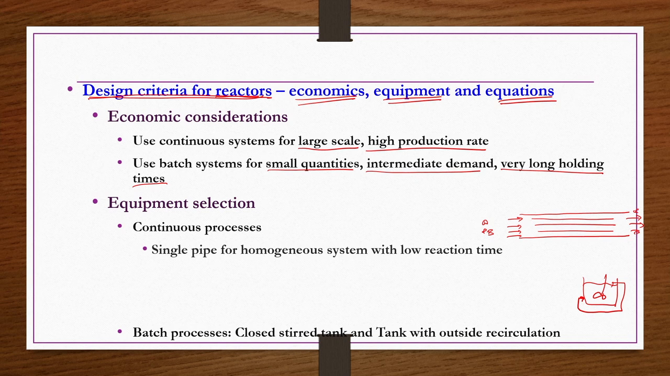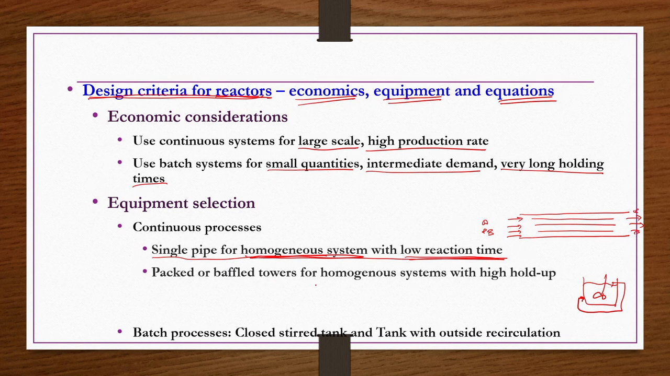So, those things you study in chemical reaction engineering courses. So, that is single pipe for homogeneous system with low reaction time. Right. What are the criteria to use this single pipe plug flow kind of reactors? The system has to be homogeneous. That is the very first point. And then low reaction time. That is, they have to react quickly. They should not take hours to complete the reaction.